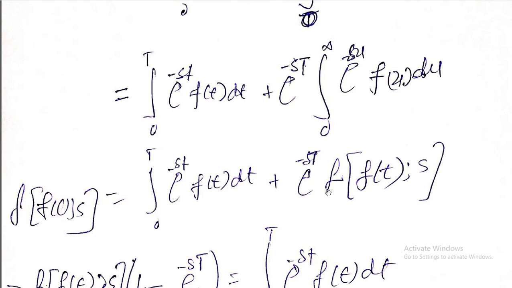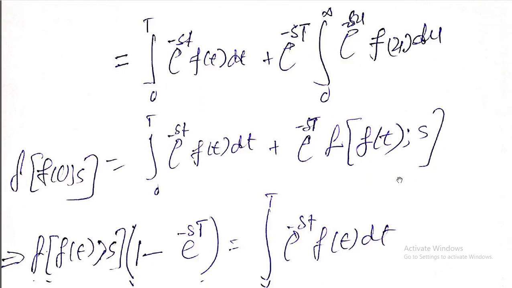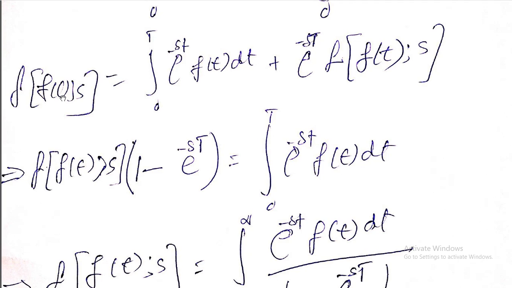So this is the definition of Laplace: the Laplace of f(t). On the right hand side we also have the Laplace of f(t). Look at this one, we shift it to the left hand side. On the left hand side we have the Laplace of f(t), and on the right hand side we have the Laplace of f(t), so just take it common.